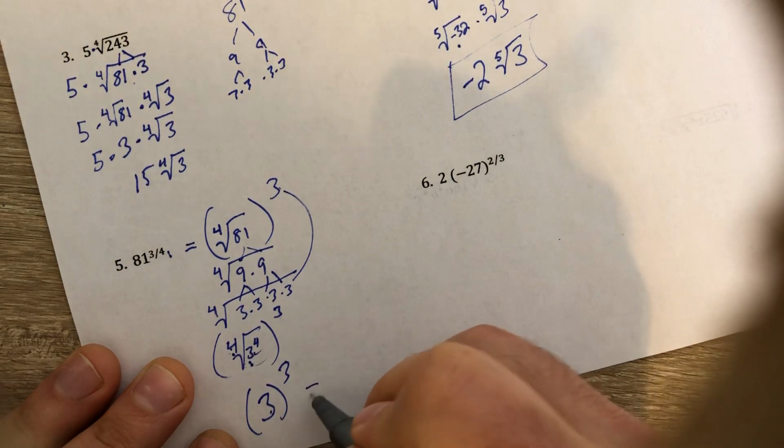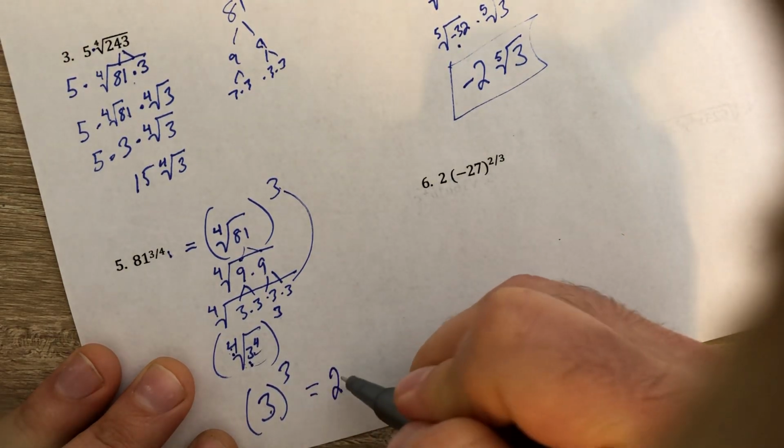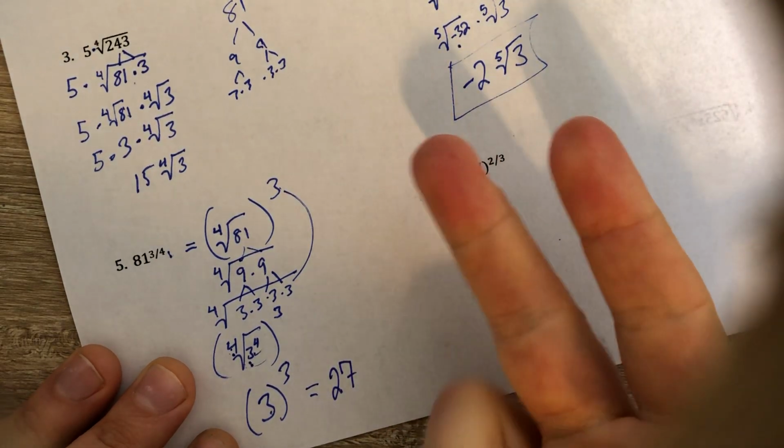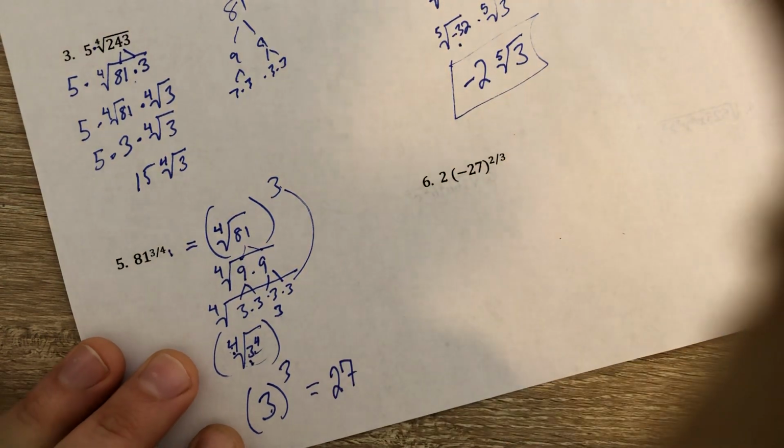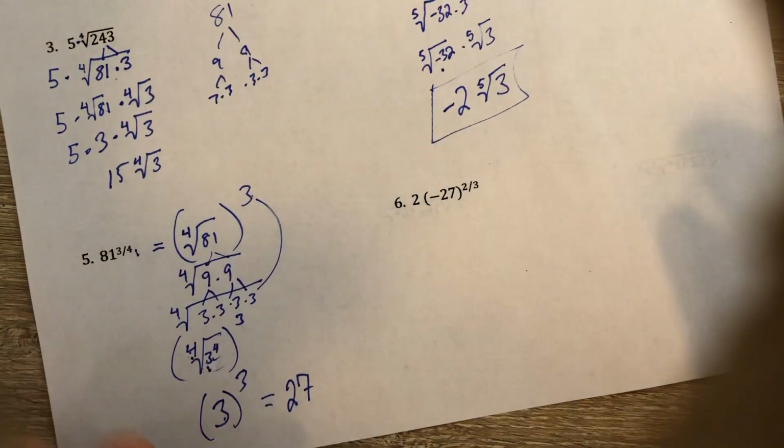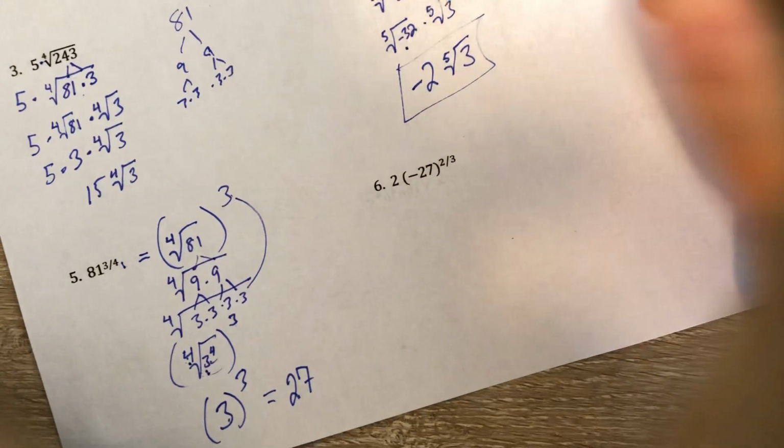Now we have that cubed. And our final answer is 27. 3 times 3 is 9, times 3 is 27. Okay, fun stuff. Number 6.